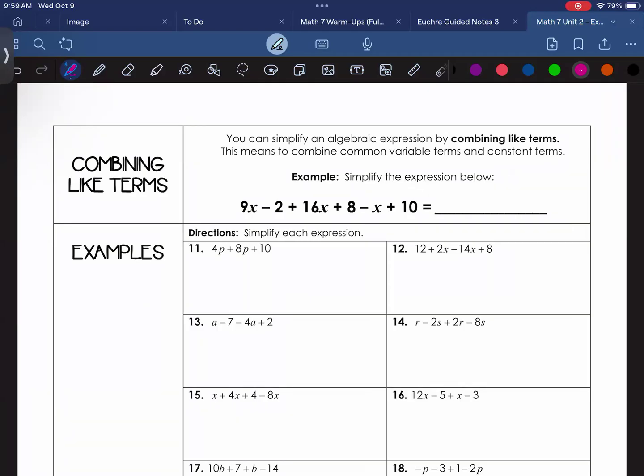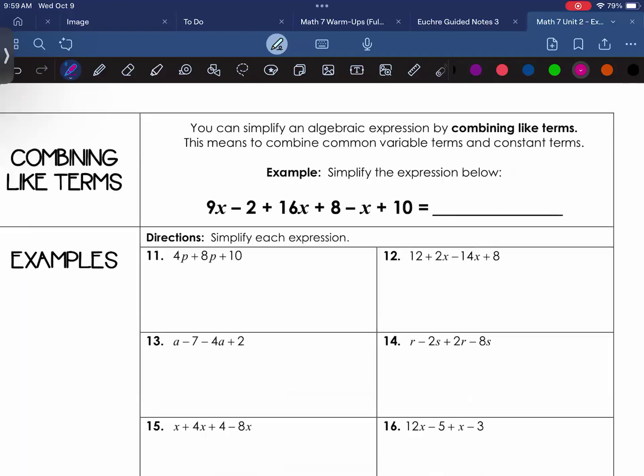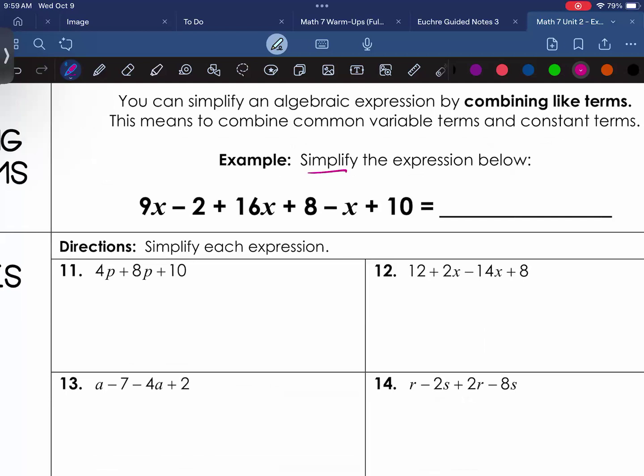So we're going to take a look at the example problem here, and they want us to simplify the expression. So we're just going to simplify this by combining like terms. I want you, if you have different colors, great.